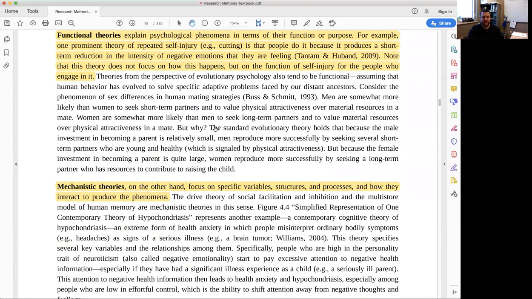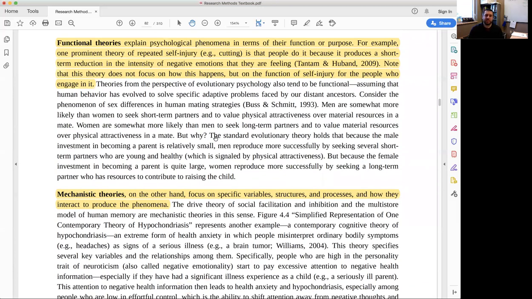Theoretical approach then. So you have functional theories, which explain phenomena in terms of their function or purpose. Example, one prominent theory of repeated self-injury, which is cutting, is that people do it because it produces a short-term reduction in intensity of negative emotions that they are feeling. Note that this theory is not focused on how this happens, but on the function of self-injury for the people who engage in it.